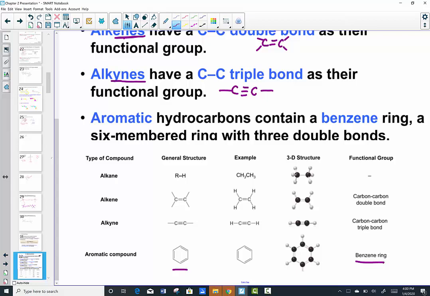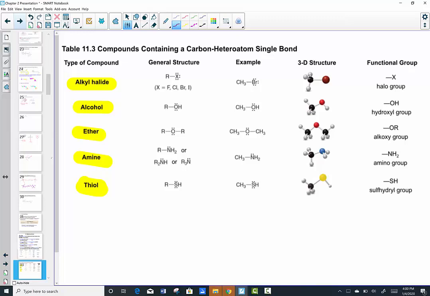Here are some functional groups that contain carbon bonded to a hetero atom using a single bond. For example, the functional group called an alkyl halide. The halide represents the halogens, which will be fluorine, chlorine, bromine, or iodine. Those are the group 7A halogens. An example might be methyl bromide, where we have a bromine attached to the hydrocarbon. The RX general formula represents whatever this hydrocarbon chain is attached to whatever halogen is there. It's called an alkyl halide.